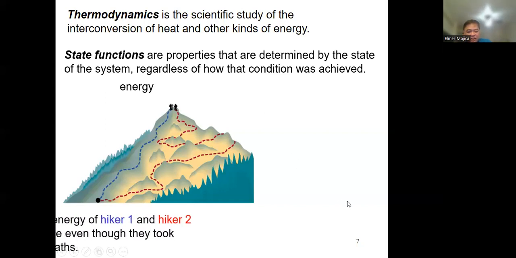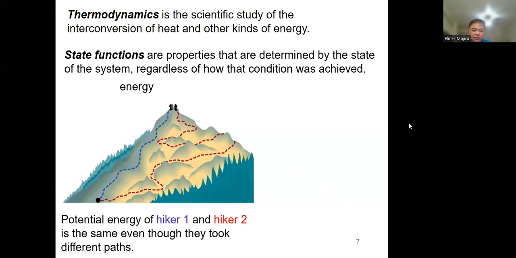Here, the potential energy of hiker 1 and hiker 2 are the same. You're just looking at the difference between where they came from and the height. That's the potential energy. That makes it a state function. It doesn't look at the path. Or you could say, oh, the other one took a longer path. Nope.